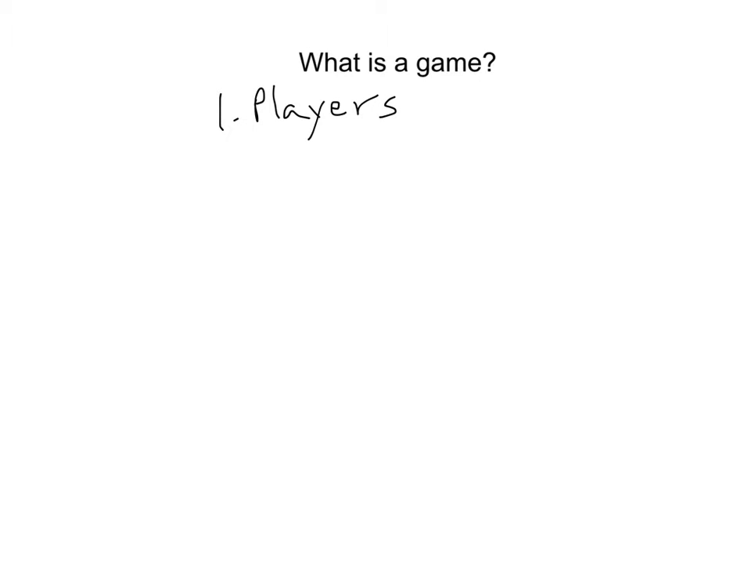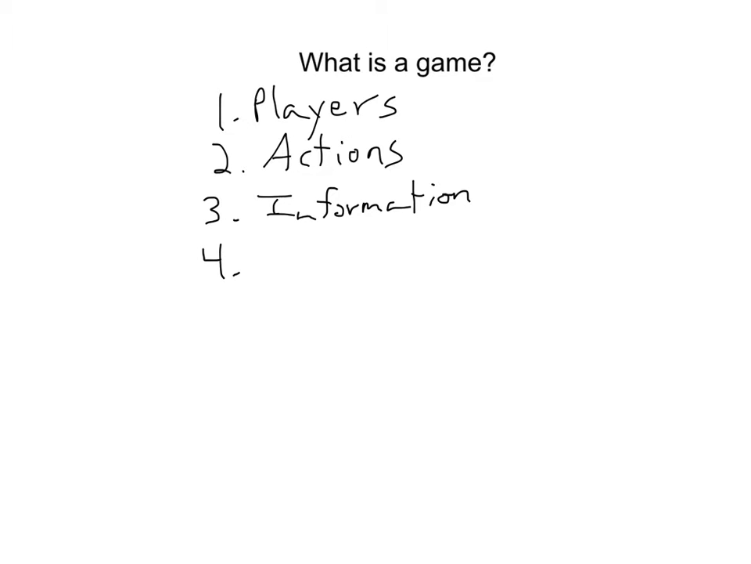Second of all, a game has to have several different actions that those players could perform. Third, we have to know what information is available to those players when they're taking those actions, making those decisions. And fourth, those actions that they take have to have payoffs when you consider what everyone does.